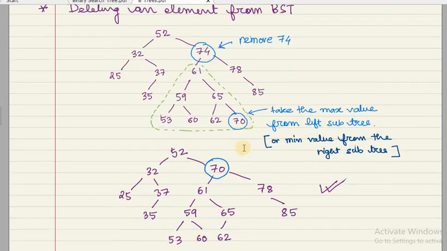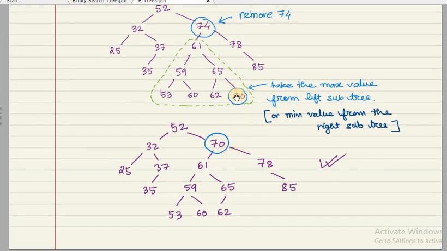As you see here, this 70 has been taken and put here, so it will look like this now. Does it continue to be a BST? Yes, it does, because if you look at 70, 61, 59, 53, 60, 62, 65, all these values are lesser than 70. And if you look at the right hand side, 78 and 85 are larger than 70. So even after removal of an element, we are able to maintain the condition for a binary search tree.